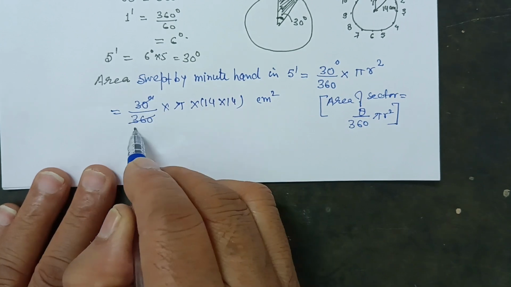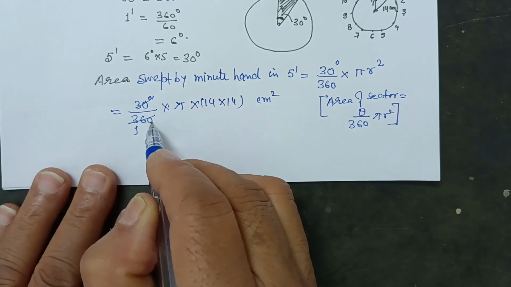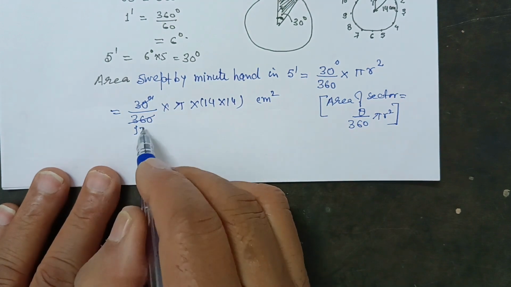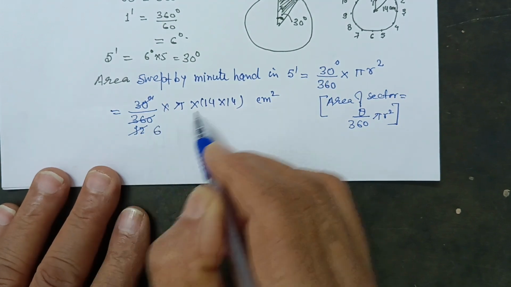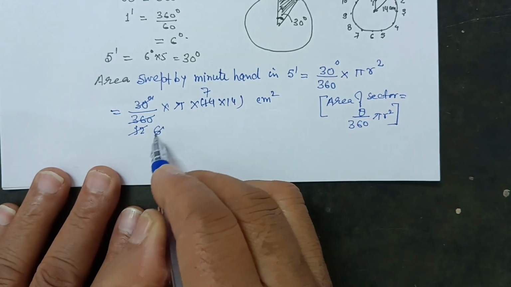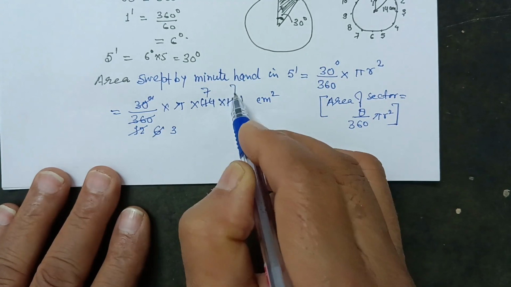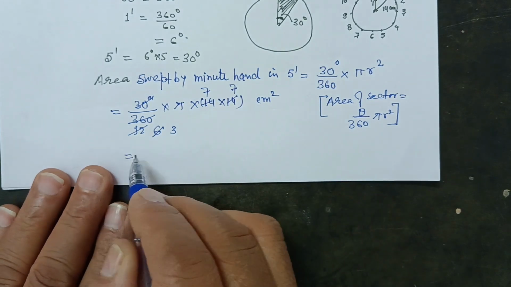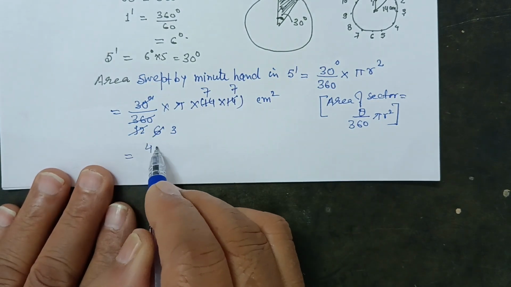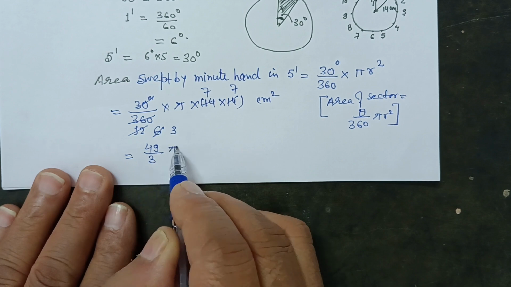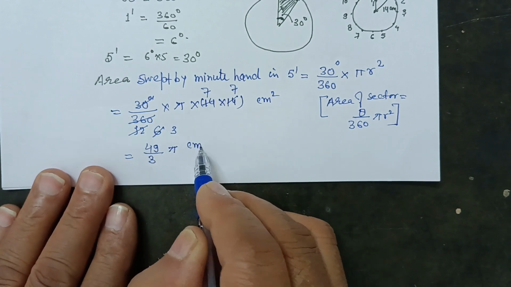30, 0 and 0 cancel, this is 12 times. 2 6 are 12, 2 7 are 14, 2 3 are 6, 2 7 are 14. So now your area will become 49 by 3 pi. 49 by 3 pi centimeter square.